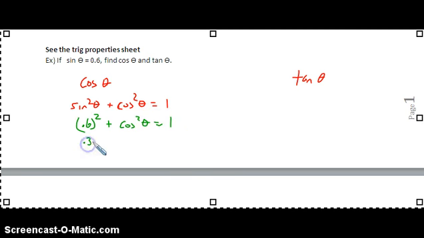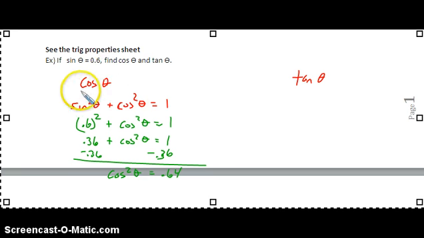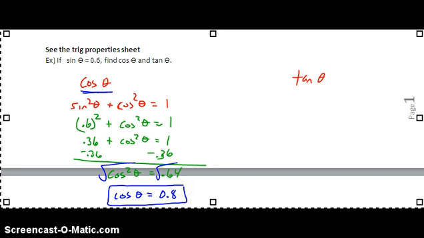0.6 squared is 0.36. Get rid of the 0.36 by subtracting. So now I've got cosine squared is equal to 0.64. And again, I want to know what the cosine is, right? So I get rid of the squared, and I'd find that the cosine would be equal to 0.8. So just by using this identity from my formula sheet, I can find the cosine.